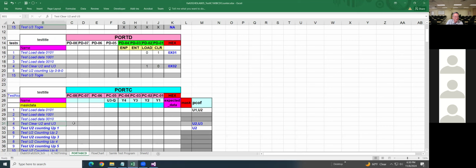Right here. Okay. So you want U5 to be 0. U3Q. Okay. And 4, 3, 2, 1 output, you want that to be 0.